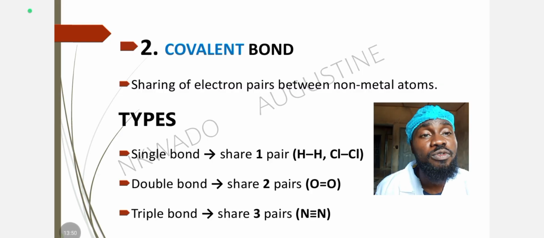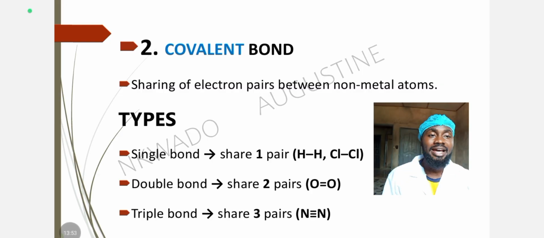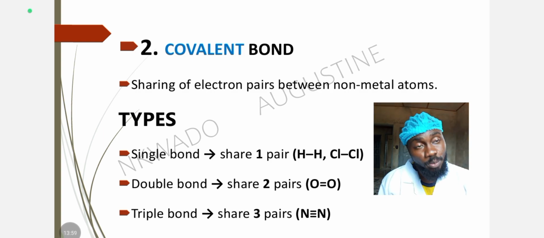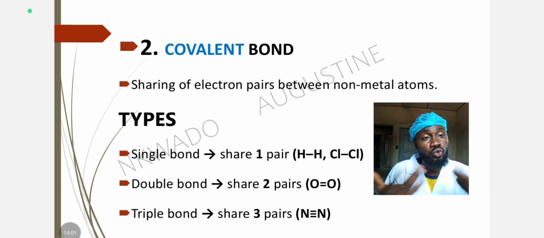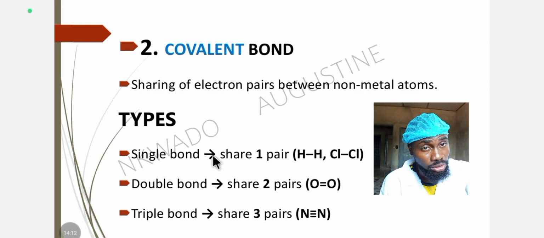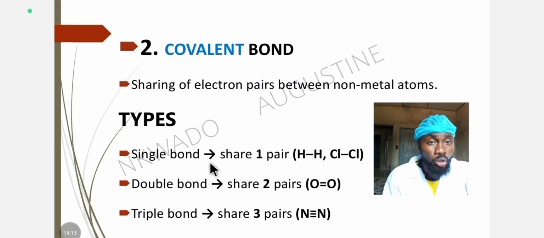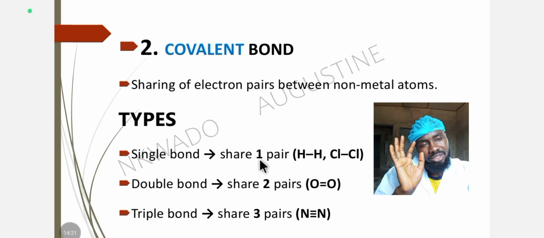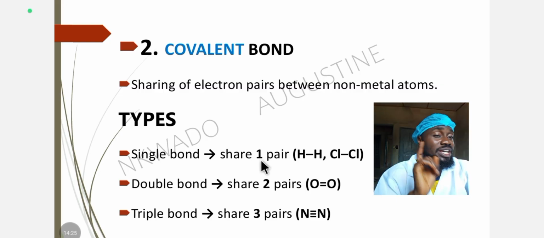The chemical process of covalent bond is not a redox process. Electrons are not transferred, but rather they are shared. Atoms share electrons to achieve the octet or duplet stability. There are three types of covalent bond. The first is the single covalent bond, where just one pair of electrons is shared.